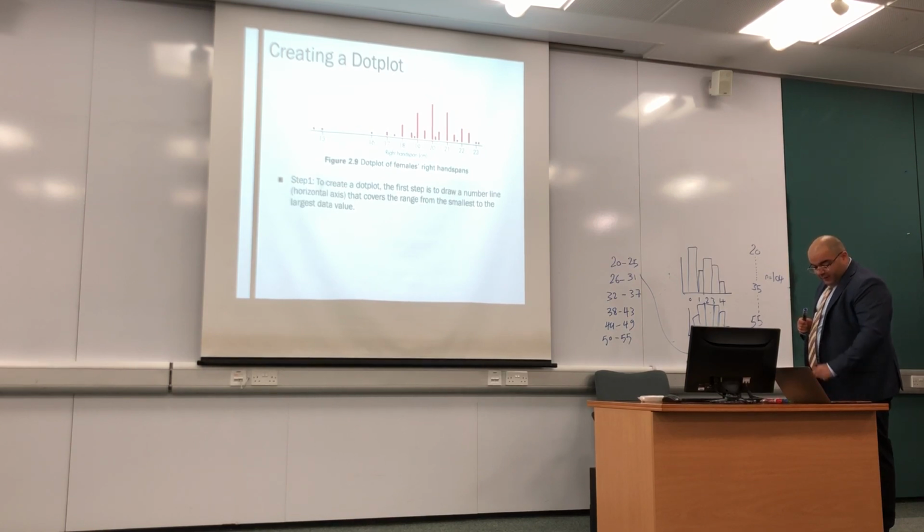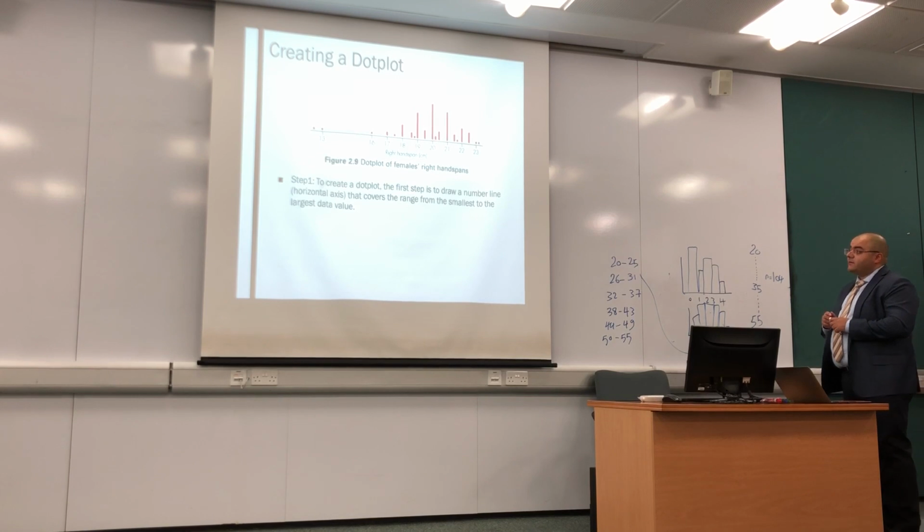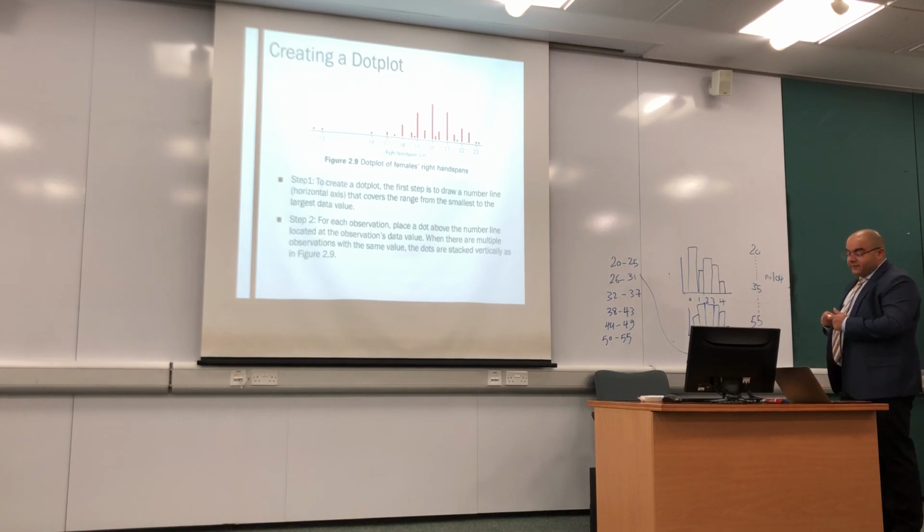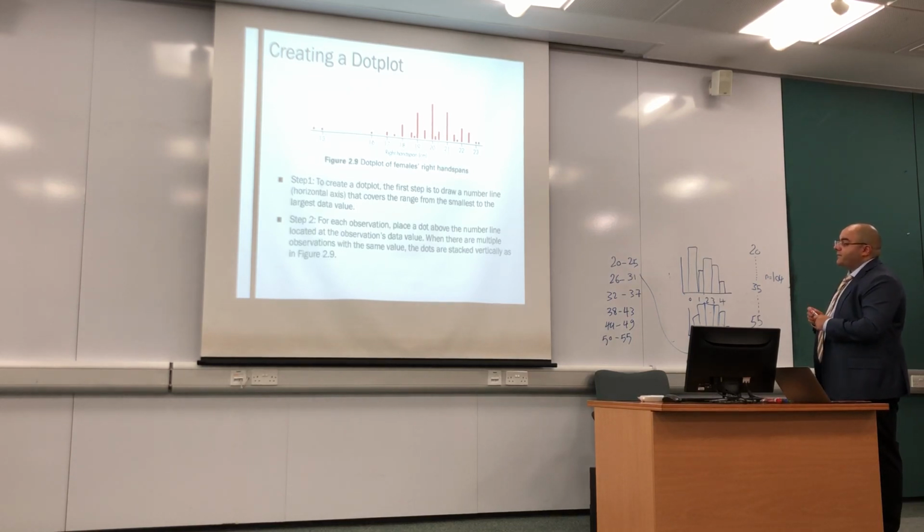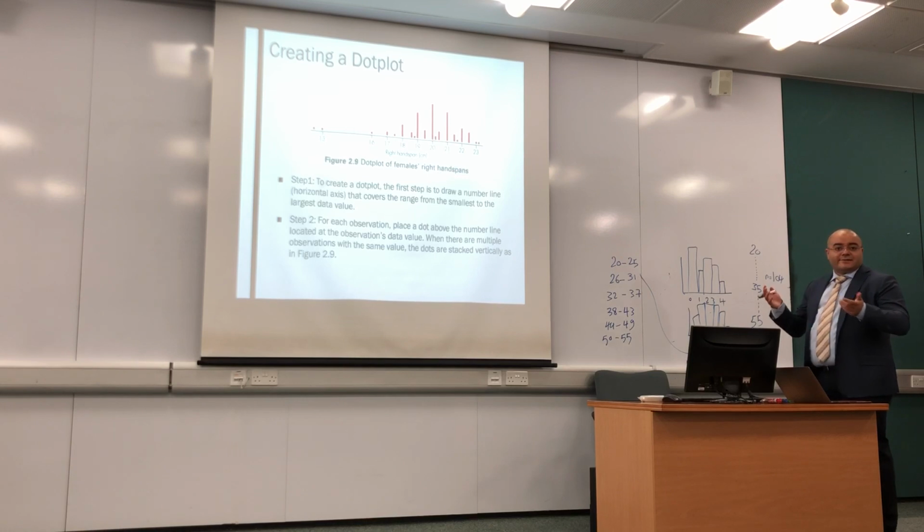And then how do we create a dot plot? The first step is to draw a horizontal line that covers the range from the smallest to the largest value. Then for each observation, place a dot above the number line at its location, the same concept.